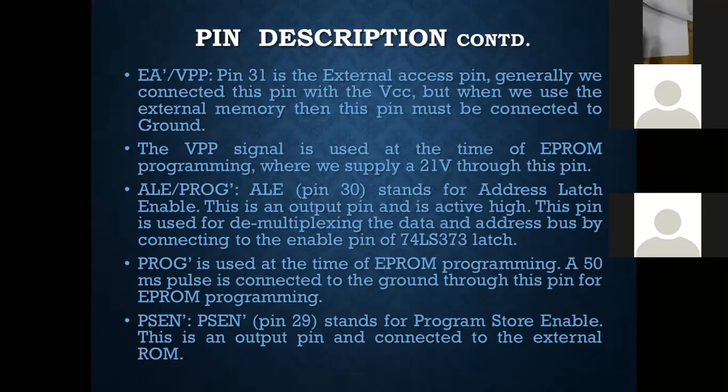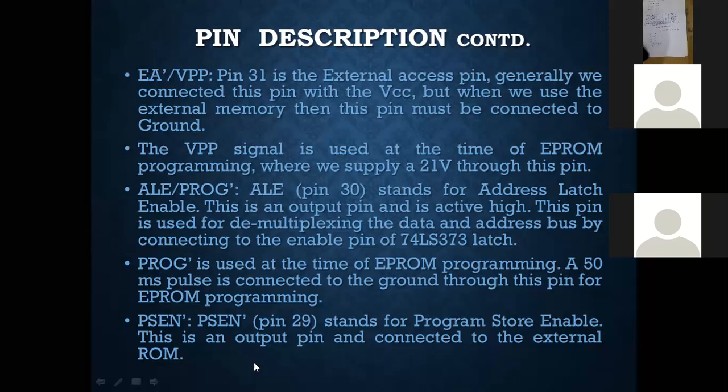So we can also tell that the total addressable area is 64 kilobytes of ROM, but only 4 kilobytes of ROM is available on chip. The rest, as we have discussed earlier, the remaining 60 kilobytes of ROM can be connected externally. Whenever it is connected externally, this EA bar oblique VPP will be needed.